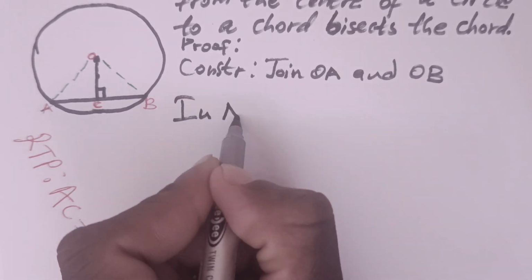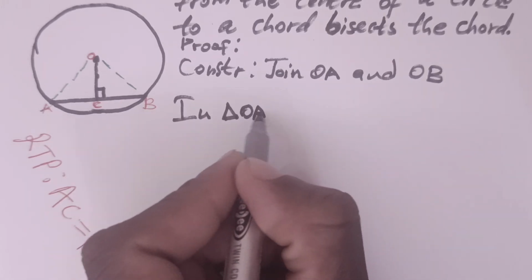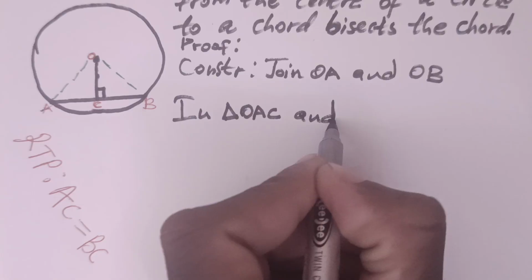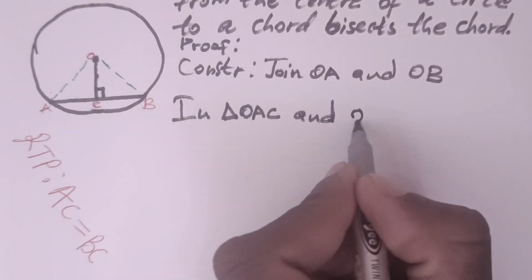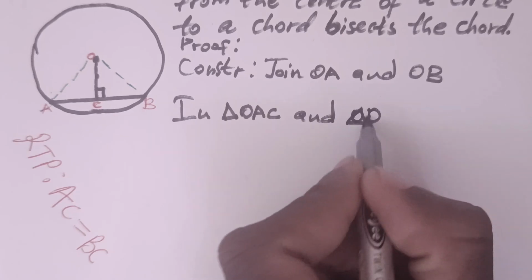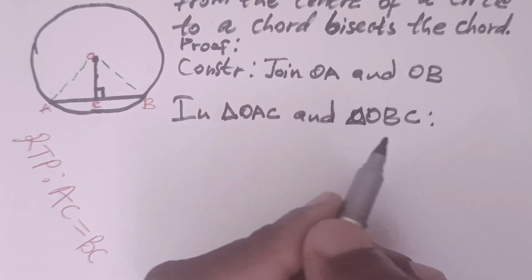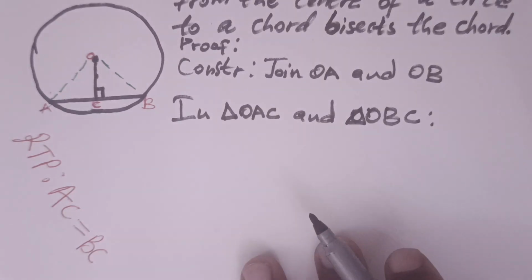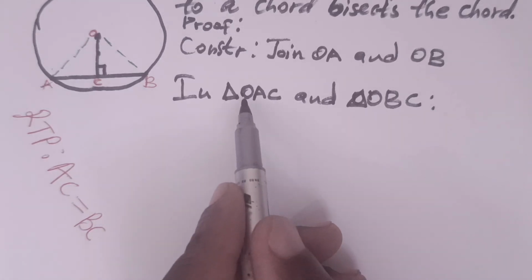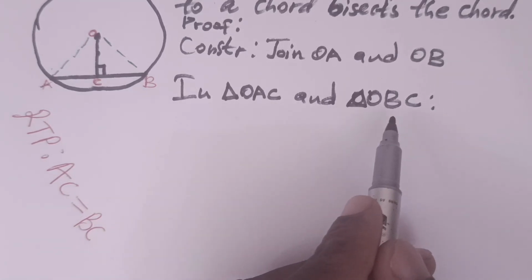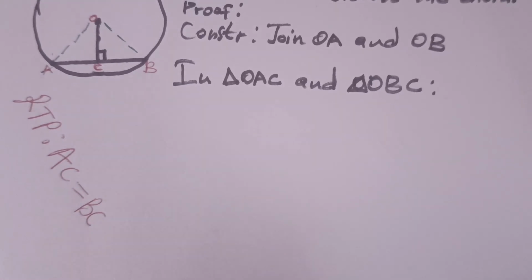Let's do this. In triangle, which triangle? OAC, and we're working in triangle OAC. Can you see that triangle? And we're also working in triangle OBC. OBC, not where they sell meat. There's an OBC shop where they sell chicken and all of that. Not that one, of course. Triangle OAC and triangle OBC.